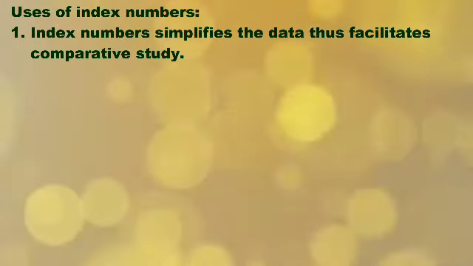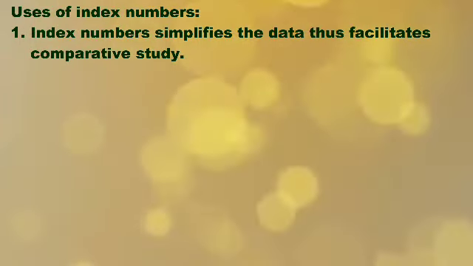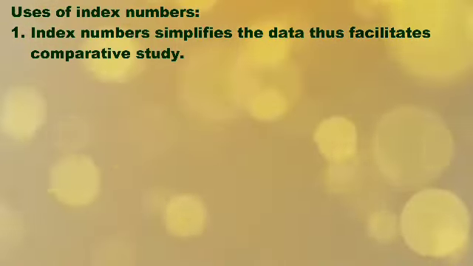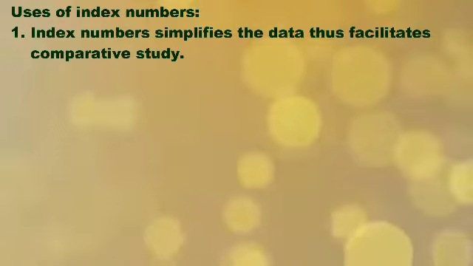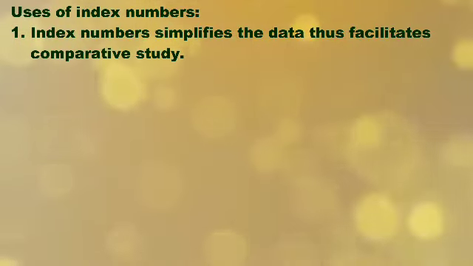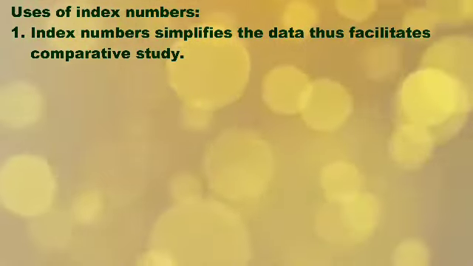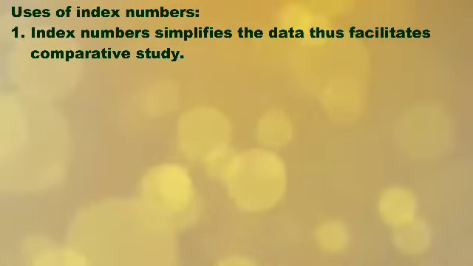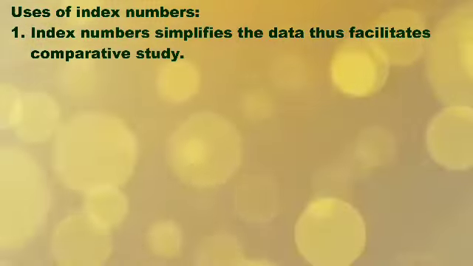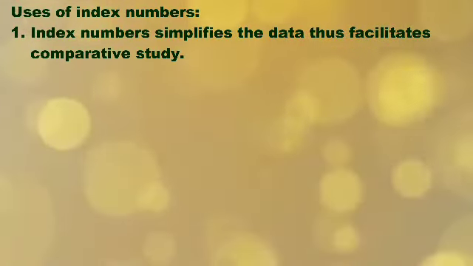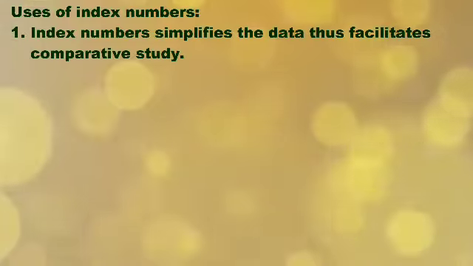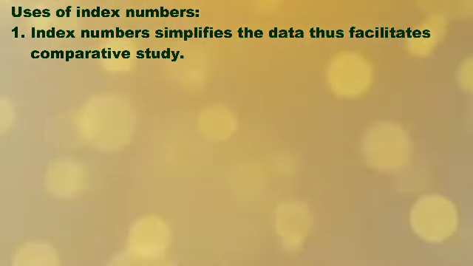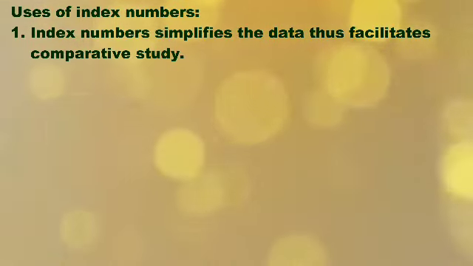First one, index numbers simplify the data and thus facilitate comparative study. Index numbers present large volumes of complex data in the simplest form and thus facilitate comparison. The technique of index numbers is used to compare the levels of a phenomenon on a certain date with its level on some previous date, or the levels of a phenomenon at different places on the same date.